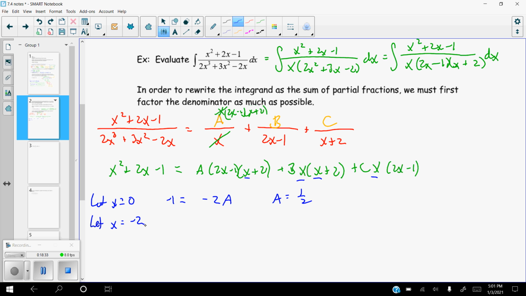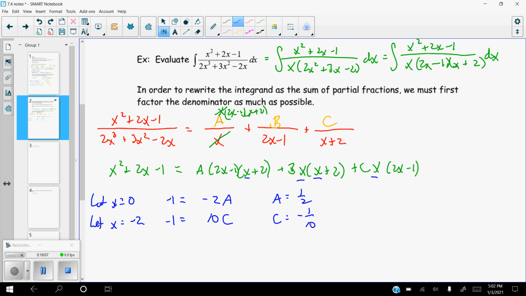Now we do have to do a little bit of work here on the left-hand side. -2 squared is 4, plus 2 times -2 is -4, so that's 0, and we still get -1 out of it. And on the right-hand side, I'm going to get c times, let's see, -2. Plugging in the -2 into the parentheses is going to be -4, -5. So I'm going to get +10c, I believe. And then dividing both sides by 10, we get that c equals -1/10.